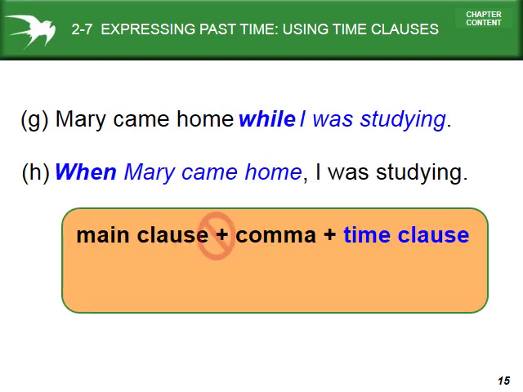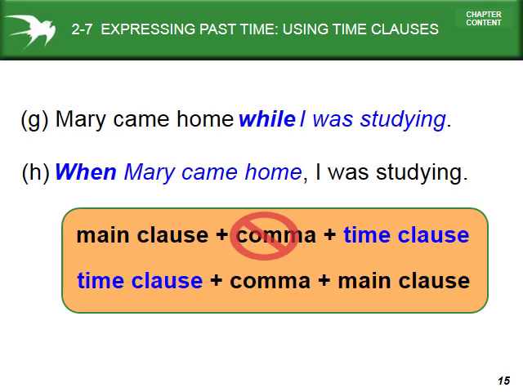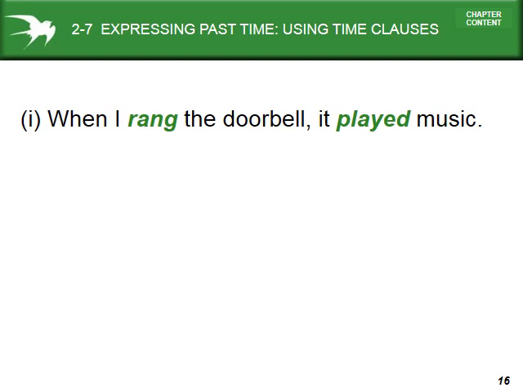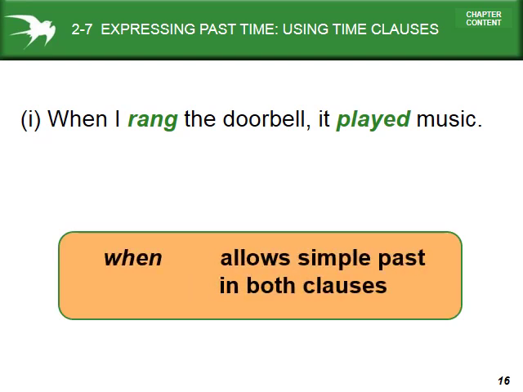Here we have while and when. But the important thing here is what I mentioned before, is that when the main clause comes first, we don't use a comma before the time clause. But when the time clause comes first, we do use a comma before the main clause. Okay, so here we have, let's look at the verbs here. I say, when I rang the doorbell, it played music.